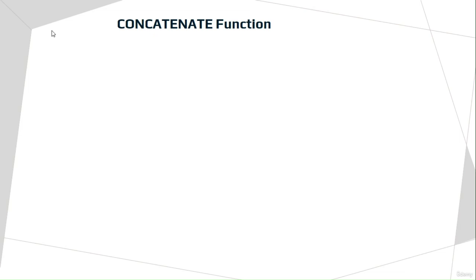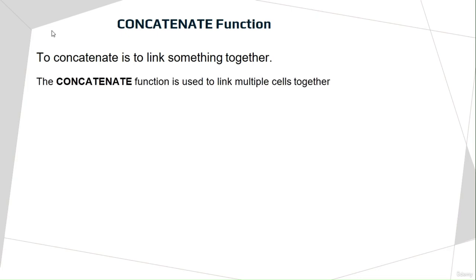This lesson will be discussing the concatenate function. To concatenate is to link something together. The concatenate function is used to link multiple cells together. It is written as equal to concatenate.